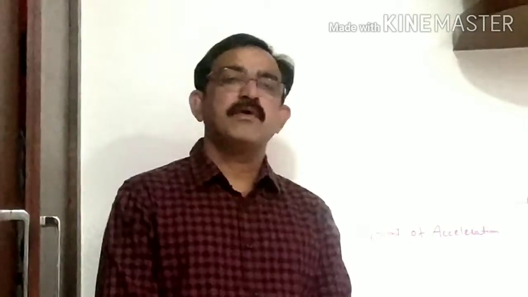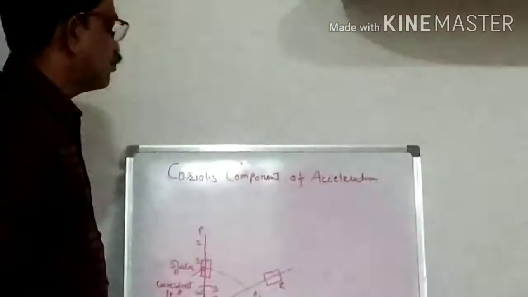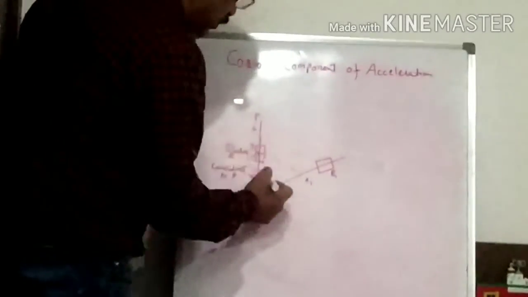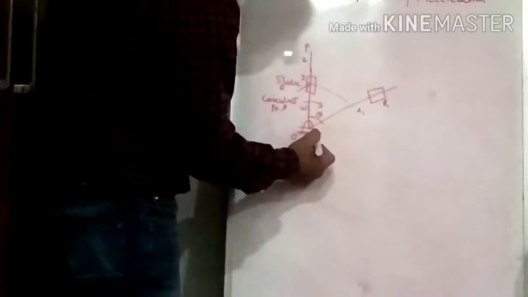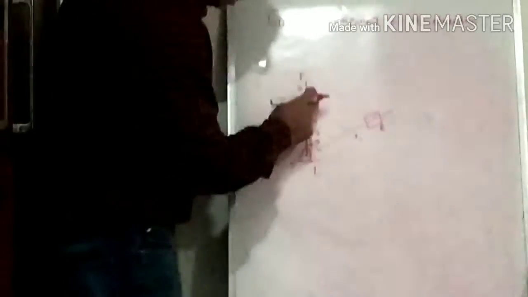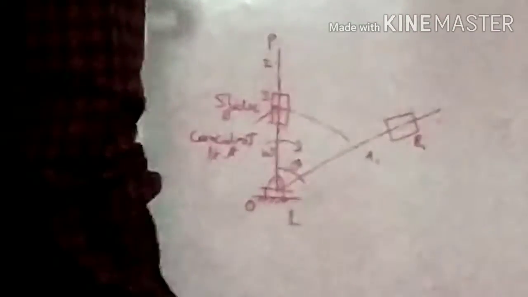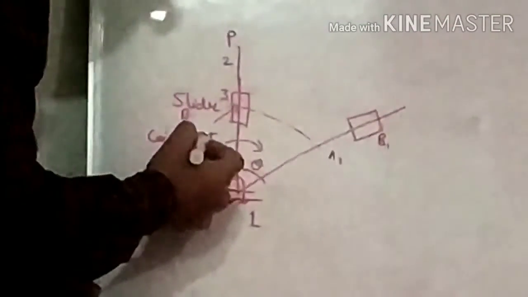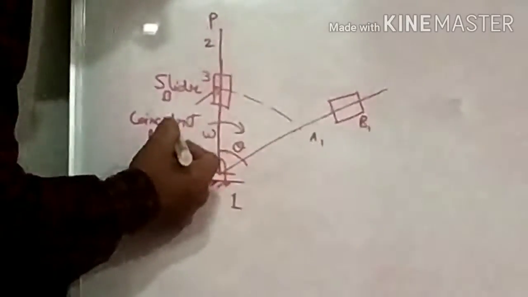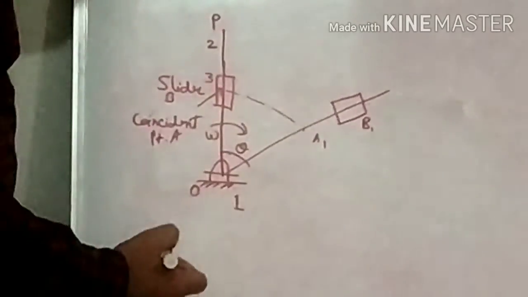In this session, today we'll see what we mean by the Coriolis component of acceleration. Now, Coriolis component of acceleration means what? Here we consider a link OP. Link number 1 is fixed, link number 2 is the link OP, and link number 3 is the slider B. Now what happens here? When the slider B comes to this particular position, point A coincides with the slider B.